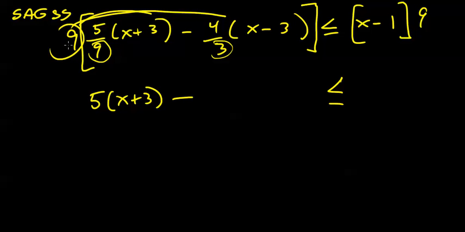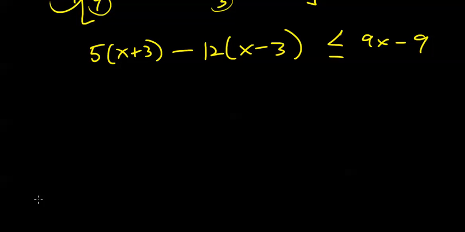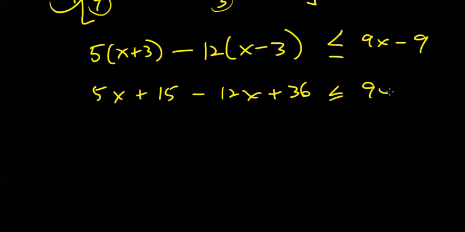12 times x minus 3, the remaining expression, is then less than or equal to 9x minus 9 on the right. Looks better already. 5x plus 15 then minus 12x plus 36 is less than or equal to 9x minus 9.